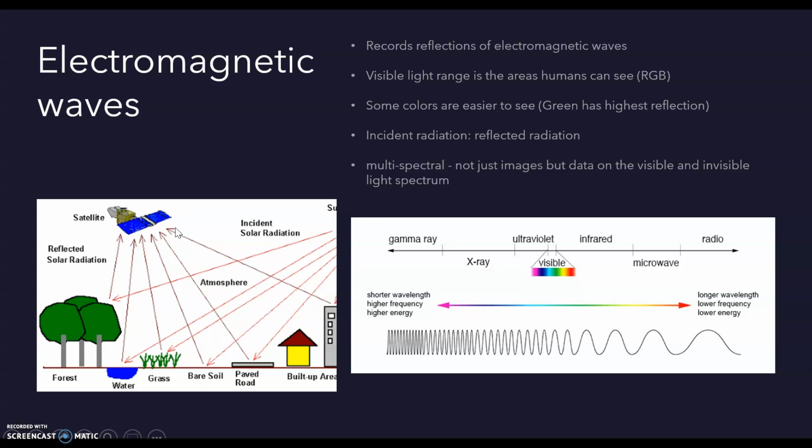It's multispectral, meaning it's not just taking an image of the ground, but it's also collecting data on the visible and invisible light spectrum, which becomes very useful when you're analyzing the data.